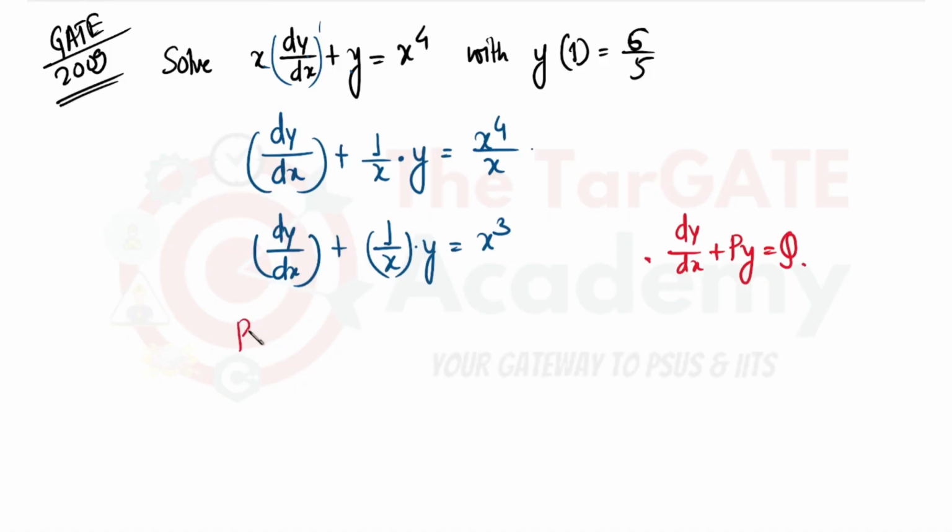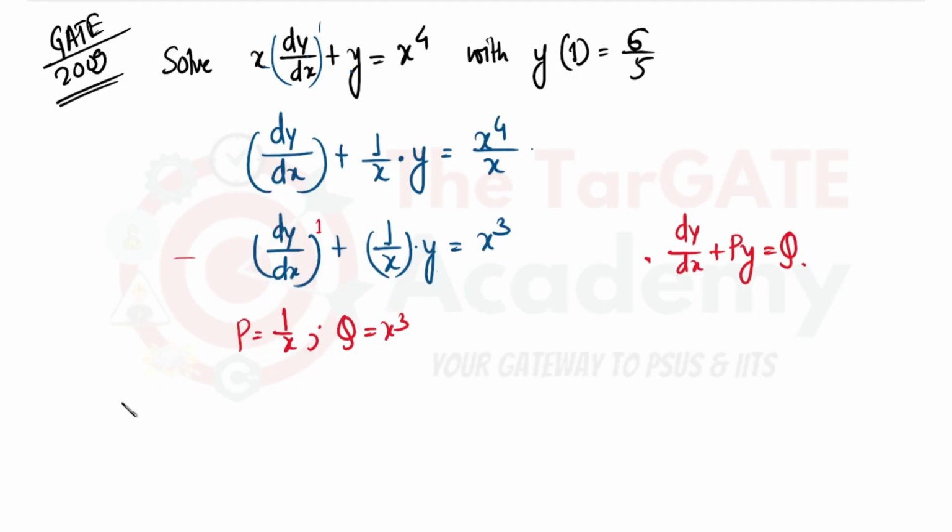You will see that p is equal to 1 by x and q is equal to x cube. Both of these are functions of x, not y. dy by dx and y are not multiplied together. Linearity is maintained, degree is 1. This is a linear differential equation of first order.